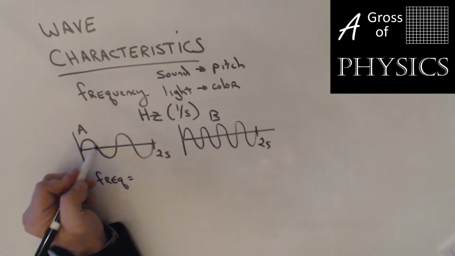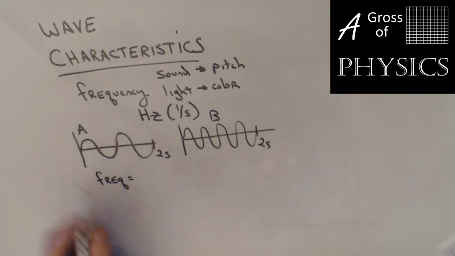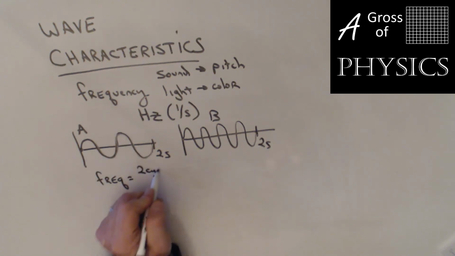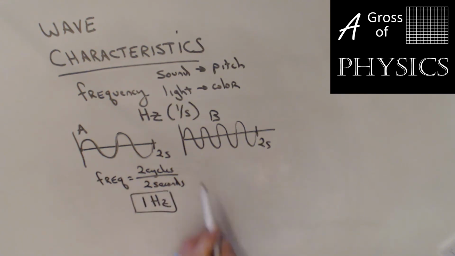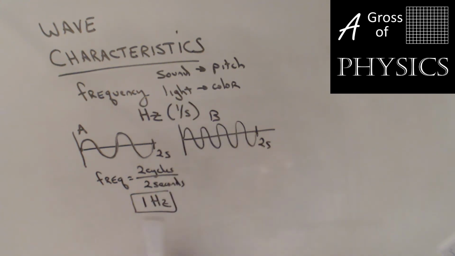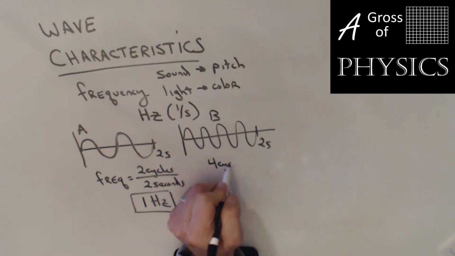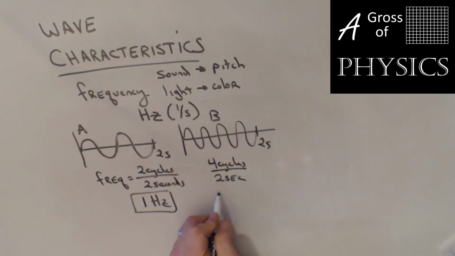This particle completes 1, 2. There are 2 full waves, 2 cycles in 2 seconds. So the frequency would be 1 hertz. On the other hand, and this is not the best drawing in the world, but we have 1, 2, 3, 4 cycles in 2 seconds. And this would represent 2 hertz.